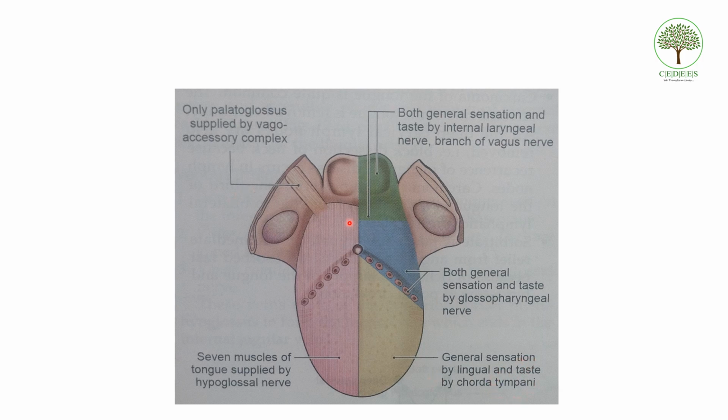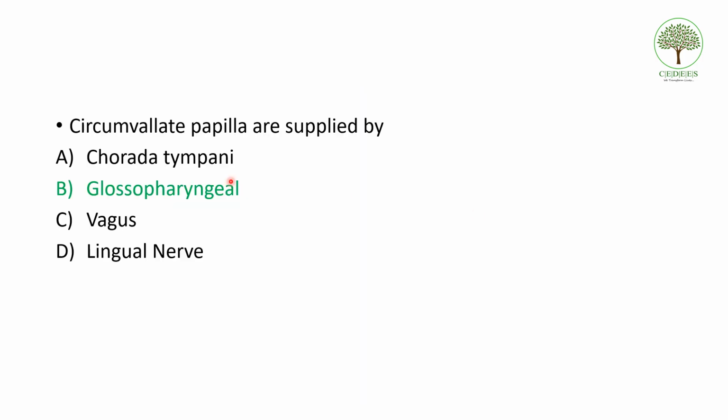For the posterior 1/3, along with the circumvallate papillae, general sensation is by glossopharyngeal, and taste sensation is also by glossopharyngeal. For the posterior-most part, general sensation and taste sensation are by the vagus nerve. All the muscles are supplied by the hypoglossal nerve except palatoglossus, which is supplied by the vagoaccessory complex. Hope it is clear. So the answer here is the glossopharyngeal nerve.